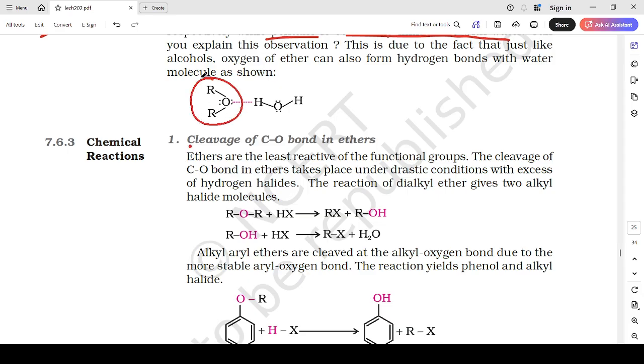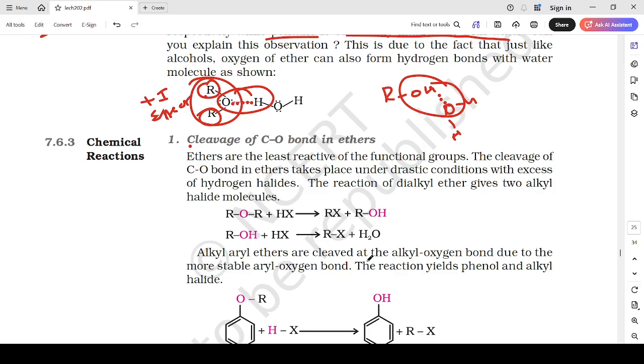You can see why ethers should be at least somewhat soluble like alcohol. Because when I said alcohol, ROH, they can form hydrogen bonding. Similarly, here also they can form hydrogen bonding. But this hydrogen bonding is not as strong as that one, because there are two R groups here. Bulkiness is there, and more +I effect is here, which decreases the strength of the hydrogen bonding.